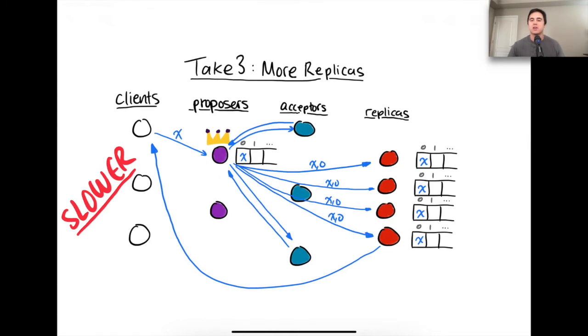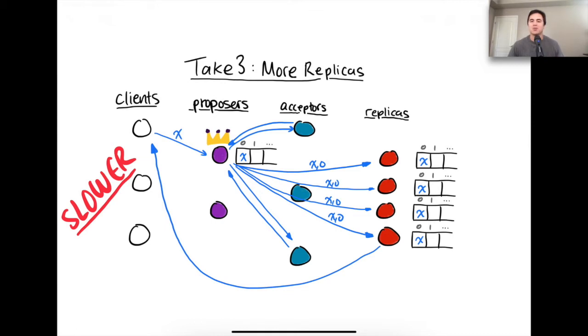Finally, let's try to scale the replicas. Here, I've drawn 4 replicas instead of 2. Much like with the acceptors, increasing the number of replicas actually slows down the protocol because the leader now has to communicate with strictly more replicas than it had to before. In summary, naively scaling up the proposers, acceptors, or replicas either doesn't affect throughput or lowers throughput.